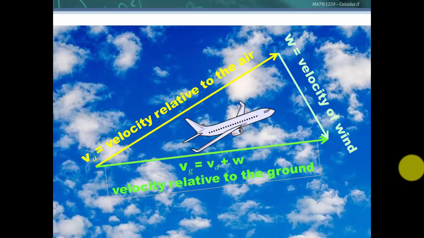So we will use vectors, and we'll see some examples of how we can look at various forces being combined and our resultant force.